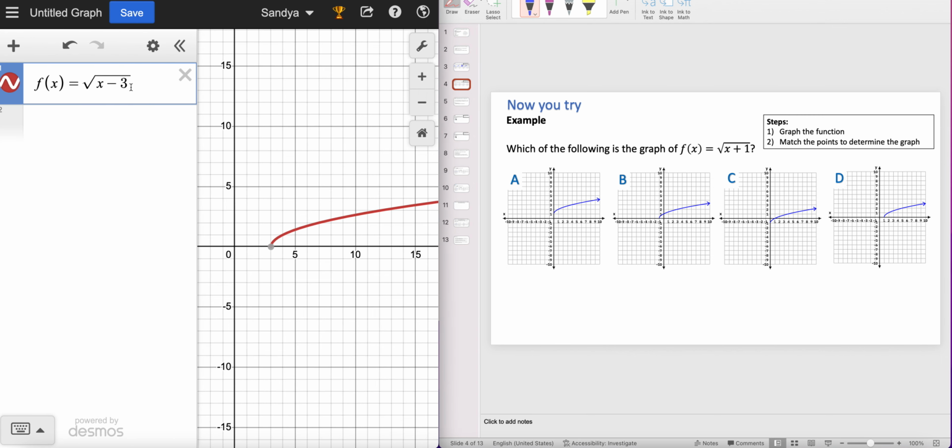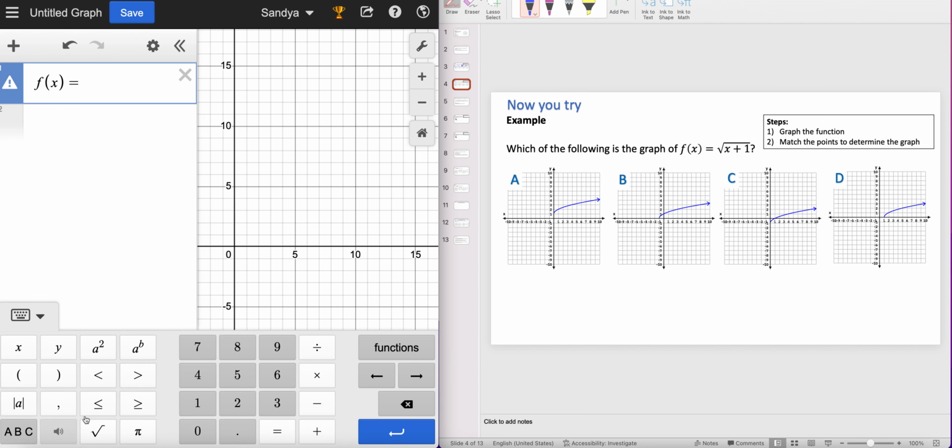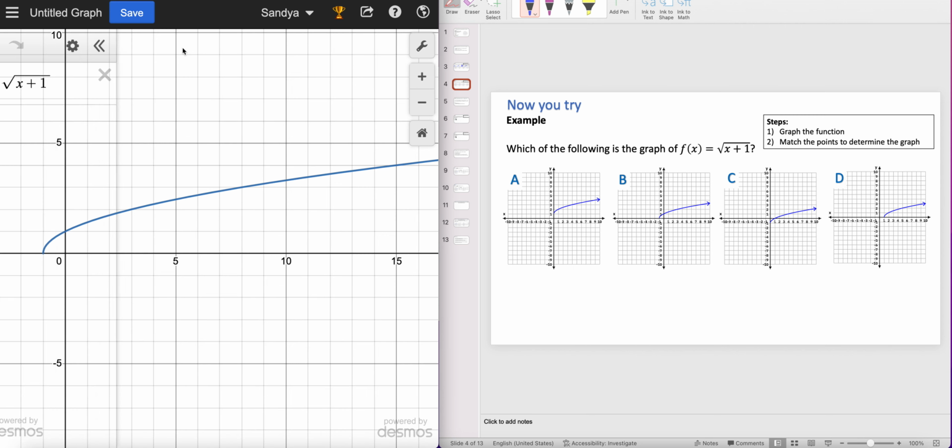To do this problem, you're going to go to Desmos once again, and type f of x equals, and then from the keypad, choose square root, and then do x plus 1. Once you have your graph, you can see once again, this starts off at -1, 0, and it contains the point 0, 1. So let's look for a graph that has these same features.